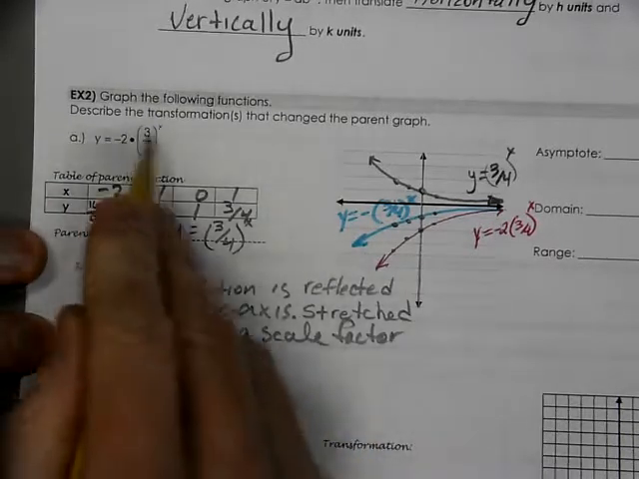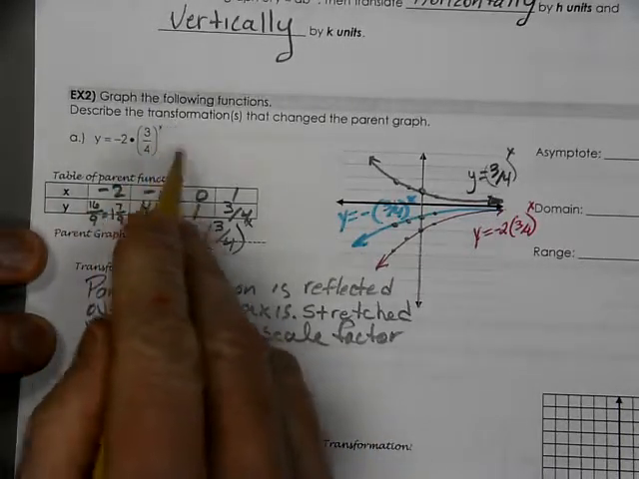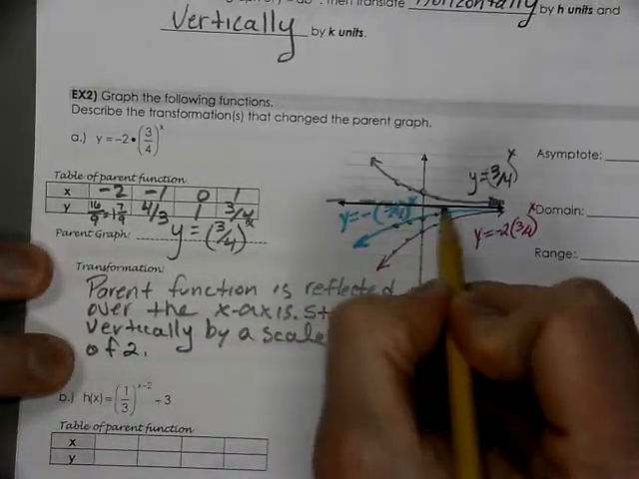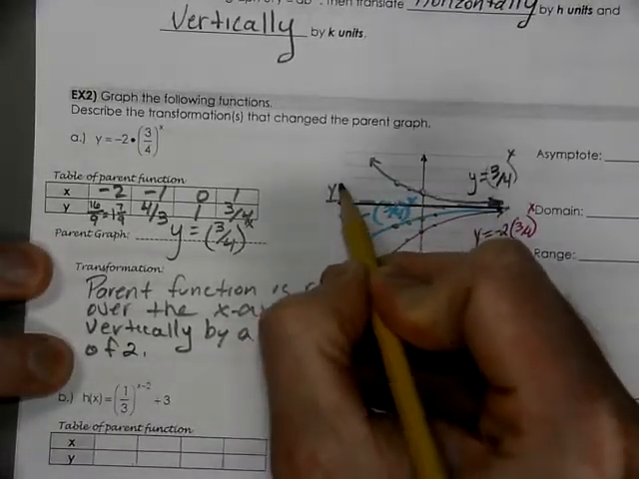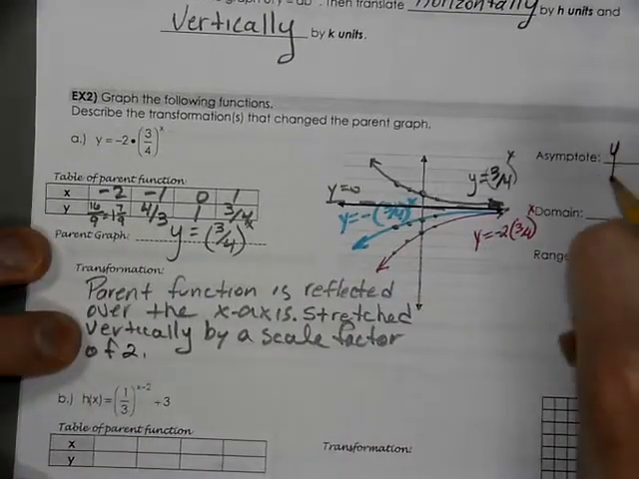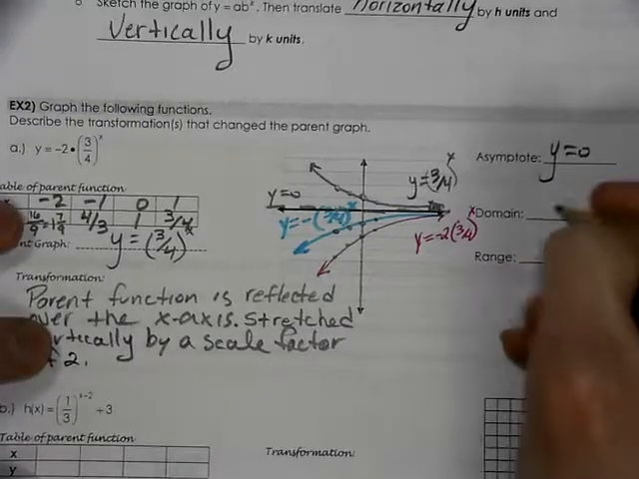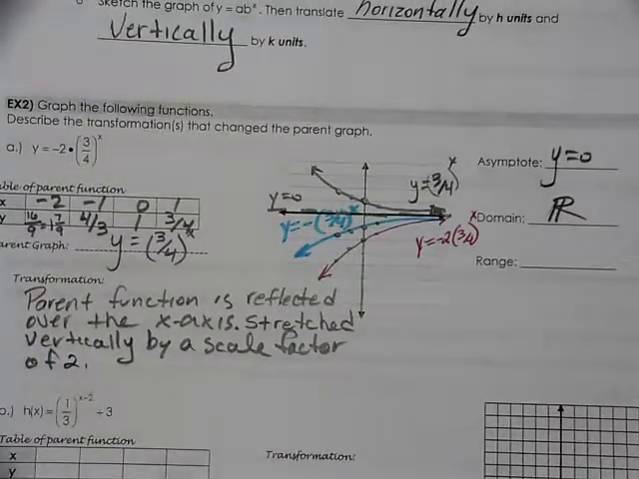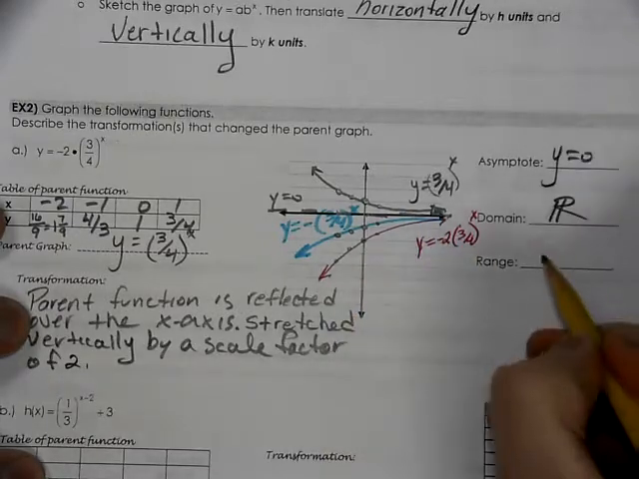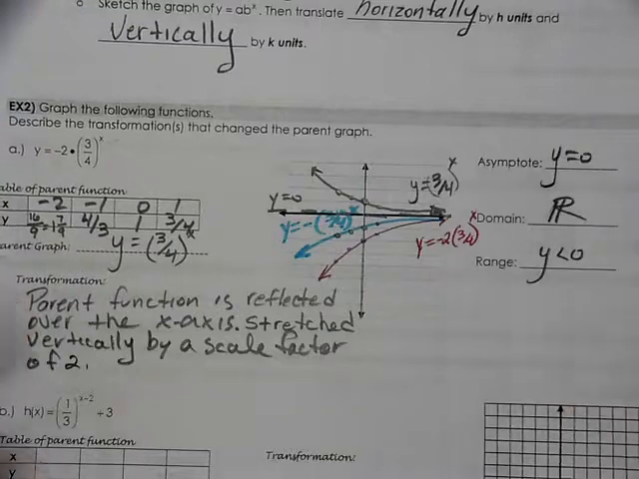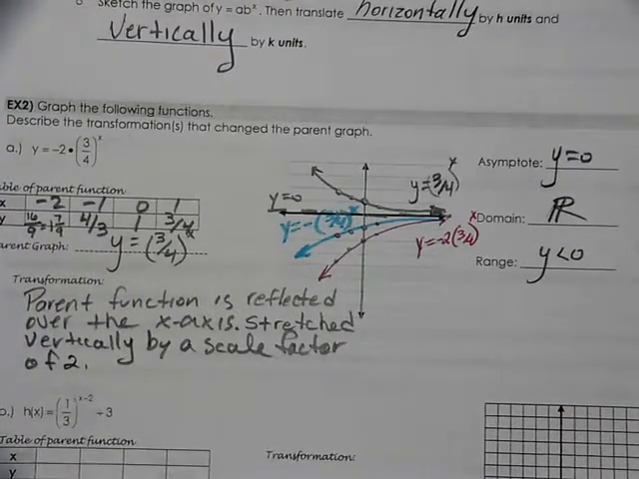There is no translation with this one. We don't have any h or k value. So our asymptote is still sitting here. We like to draw that in there and call that y equals 0. We have an asymptote at y equals 0. The domain is all real numbers. Now the range is a little tricky. It's the range of the purple graph. So its y is less than 0. And because of the reflection, now it's less than 0.